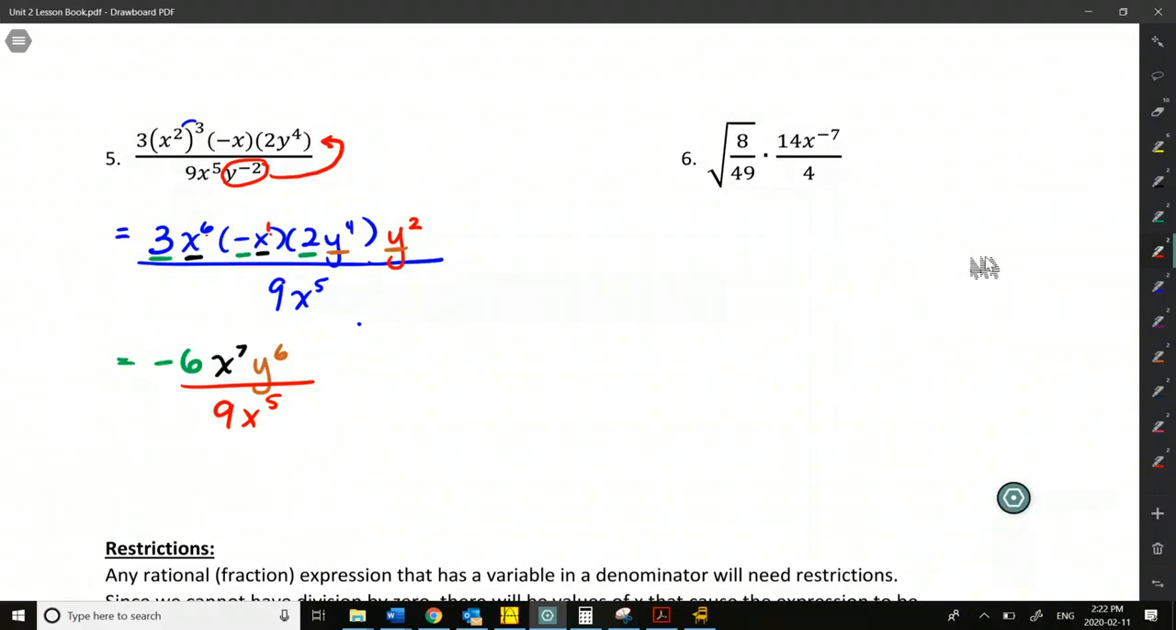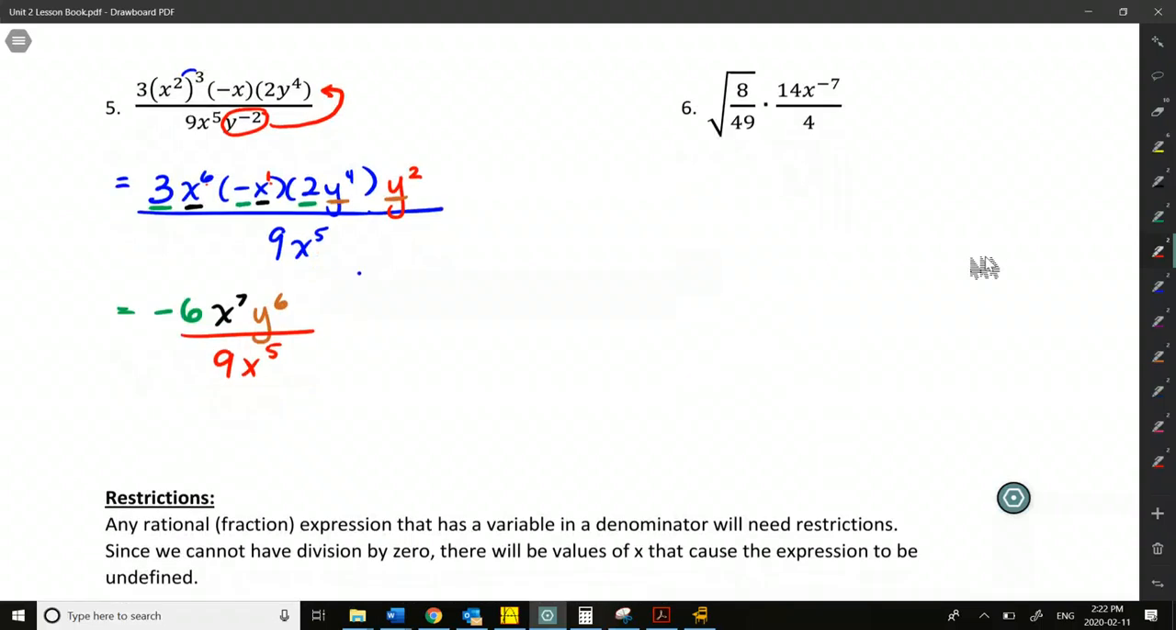Okay, now we need to reduce. Is that where you were going from there? So what would you reduce, Declan? Okay, and then what's left? Then it would be x to the top, so it'd be 9.